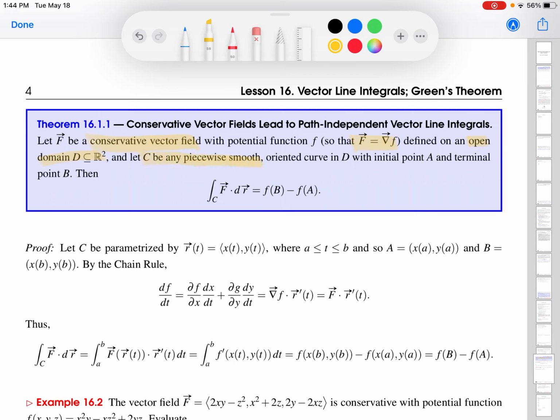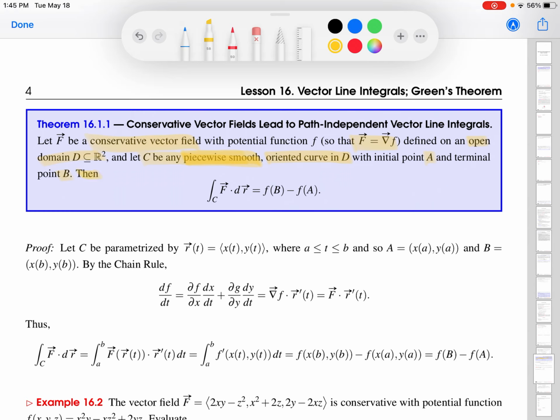Let C be any piecewise smooth oriented curve with initial point A and terminal point B. Remember, piecewise smooth means that C could look like this, and then like that, and then like that. These are all piecewise smooth curves. And oriented means that we have some notion of orientation, either that way or that way. Then initial point A and terminal point B: this is where the curve starts, and this is where the curve ends.